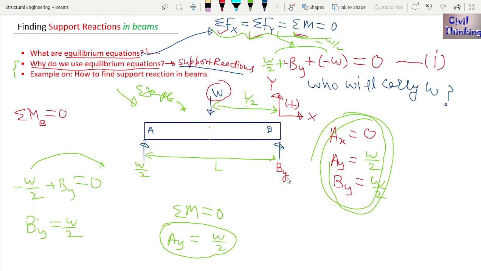Now By is W by 2, this is W by 2. Of course this W is at the midpoint of this beam, and it means the beam is symmetric, so these two will carry it half and half, but that is another thing. Those are symmetry rules. My point is not that here. I wanted to explain what equilibrium equations are and why we use them. I think you have understood this very well.